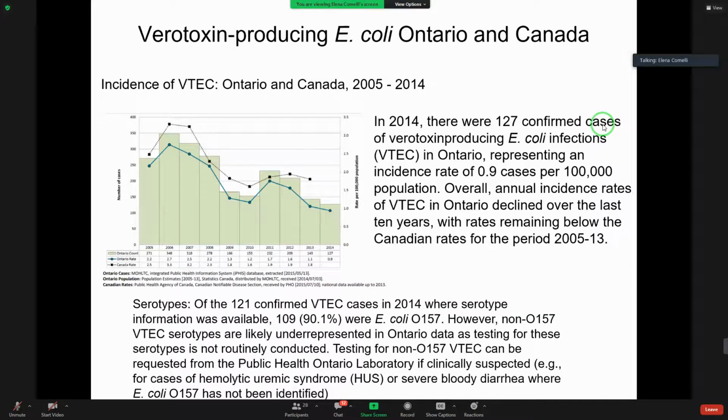So this is some epidemiology about the incidence of verotoxin-producing E. coli in Ontario and in Canada. So for example, in 2014, there were 127 confirmed cases in Ontario. So one may think that this is a low incidence, but when you look at the consequences and also that it may result in death of the infected person, then this is when you realize how important it is to keep this pathogenic infection under control.